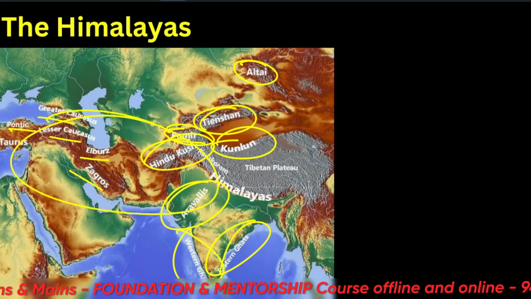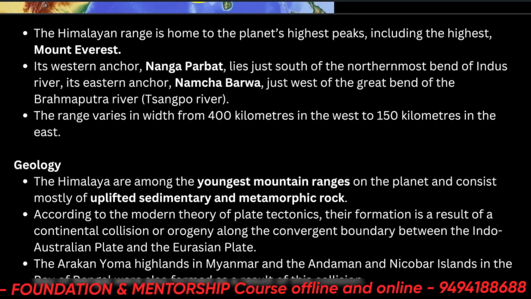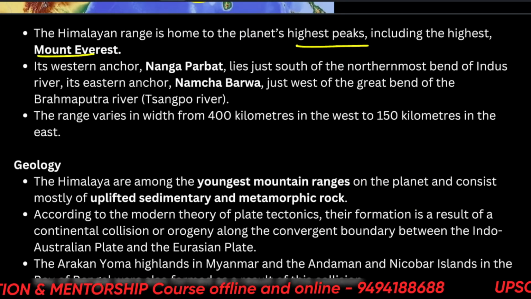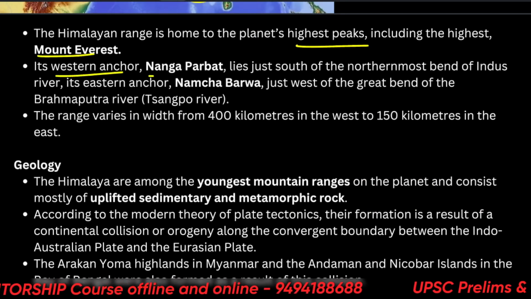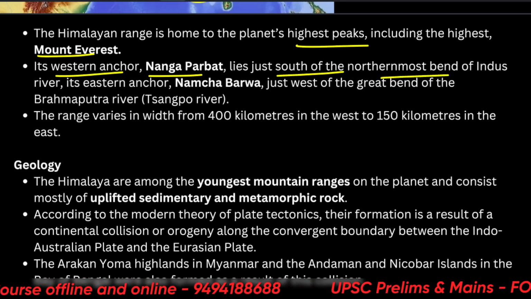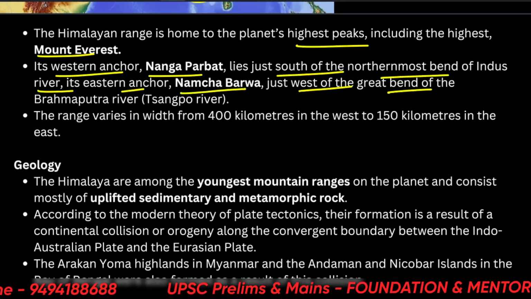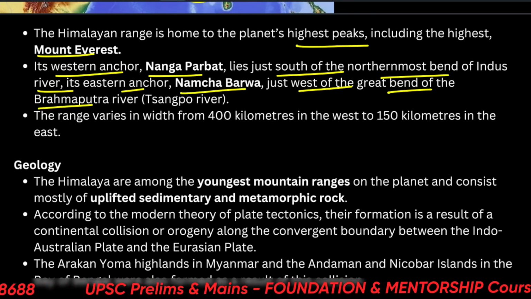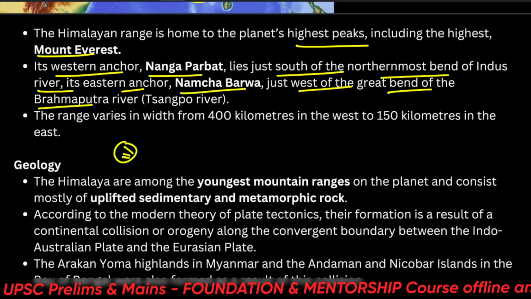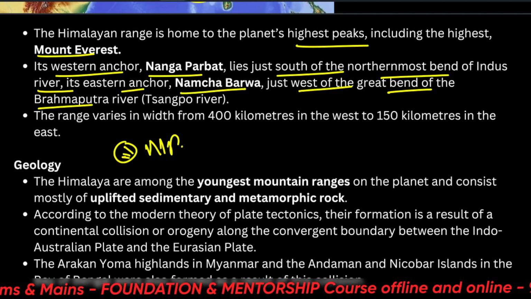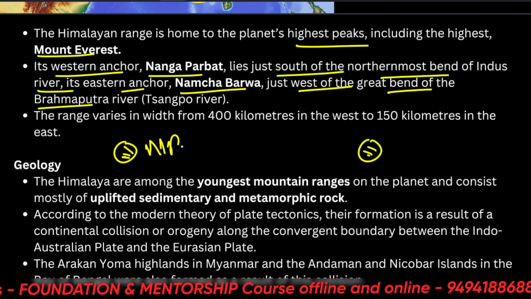The Himalayan range is home to the planet's highest peaks, including the highest, Mount Everest. Its western anchor, Nanga Parbat, lies just south of the northernmost bend of the Indus River. The eastern anchor is Namcha Barwa, just west of the great bend of the Brahmaputra River. So just remember that the western anchor is Nanga Parbat and the eastern end is Namcha Barwa.